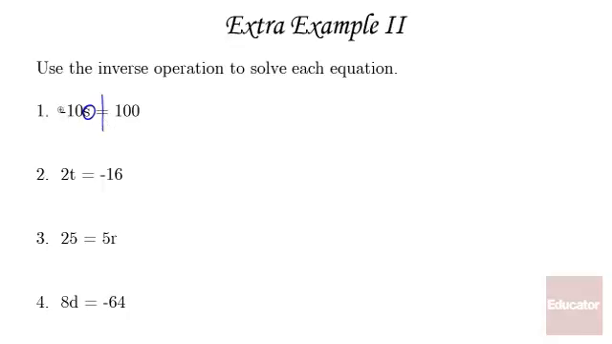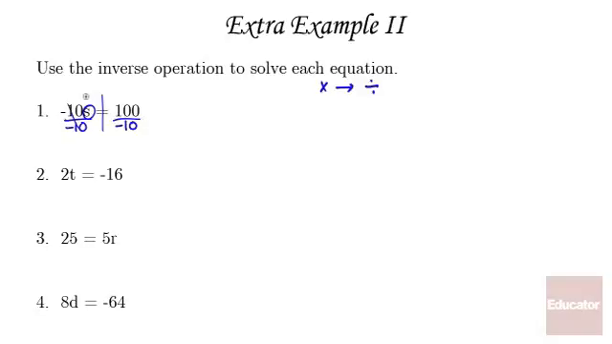Since this is negative 10 times S, the inverse operation of times is divide. So to get rid of this negative 10, I have to divide. I'm going to use the inverse operation to get rid of the number and get the variable by itself. Remember this line, writing it as a fraction? That means divide. Whatever I do to one side, I have to do to the other side, so I have to divide this side by negative 10 also.